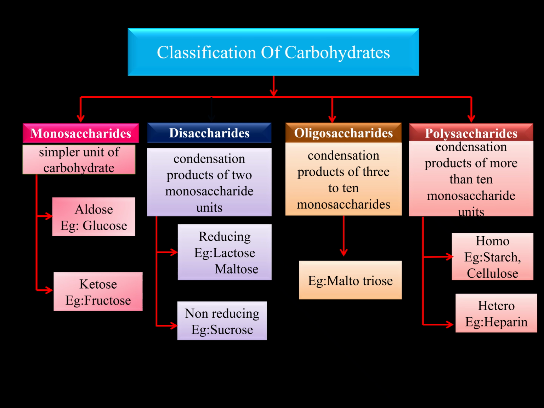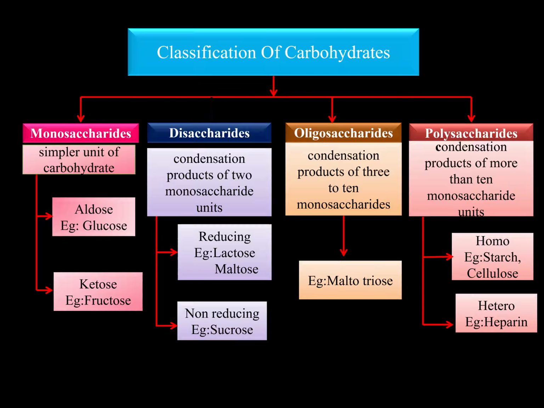Now let us see the classification of carbohydrates. The carbohydrates are classified mainly into four groups: monosaccharides, disaccharides, oligosaccharides, and polysaccharides. Monosaccharides are the simplest unit. Disaccharides are made up of two monosaccharides. Oligosaccharides are made up of 3 to 10 monosaccharides. Polysaccharides are made up of more than 10 monosaccharide units.